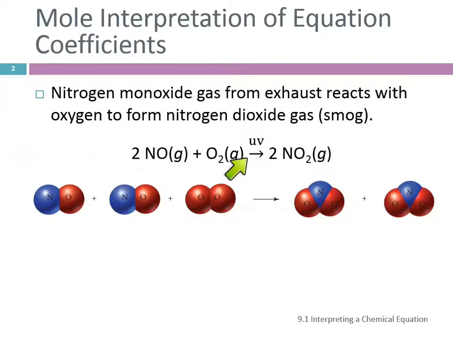So we can look at this balanced chemical equation here, which shows how nitrogen monoxide gas from exhaust reacts with oxygen to form nitrogen dioxide gas, which is a major component of smog. And UV light is a catalyst for that. And we could say that two molecules of NO, pictured here, one molecule, two molecules, react with one molecule of oxygen to form two molecules of NO2. And I think we're all okay with that by now.